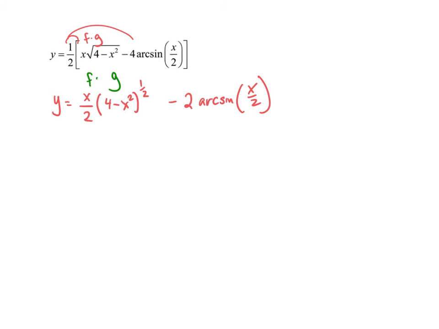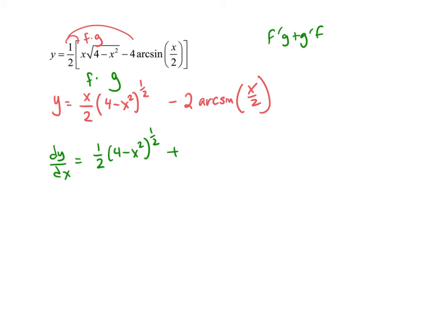So the first part I think is going to be the hardest, this product rule. When I do that, remember the product rule, f prime g plus g prime f. So the derivative of f, well, f is just x over 2. So that's just going to be 1/2 times 4 minus x squared to the 1/2. That doesn't change much.